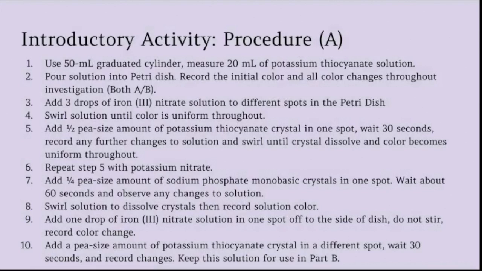Repeat the same process with potassium nitrate. Next, add a quarter of a pea-sized amount of sodium phosphate crystal and wait 60 seconds. Swirl the solution and record the color change. Add 1 drop of iron nitrate solution and record the change in color. Finally, add a pea-sized amount of potassium thiocyanate crystal and wait 30 seconds. Record any color change and keep the final solution.